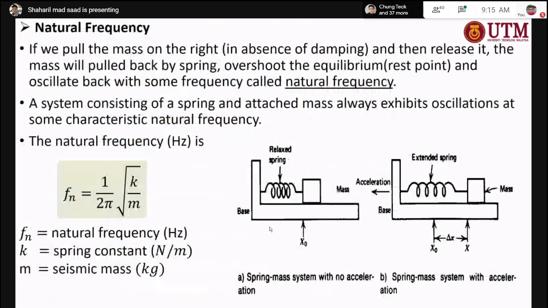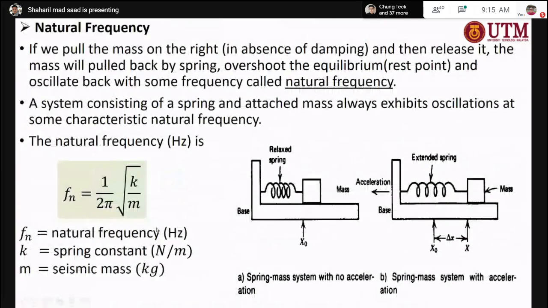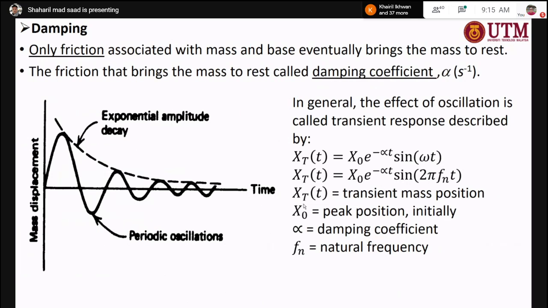Oh yeah, I skipped this one. So actually the equation for natural frequency is 1 over 2 pi times the square root of k over m here. When you play around with the accelerometer, you cannot avoid the natural frequency. This is the simple example.